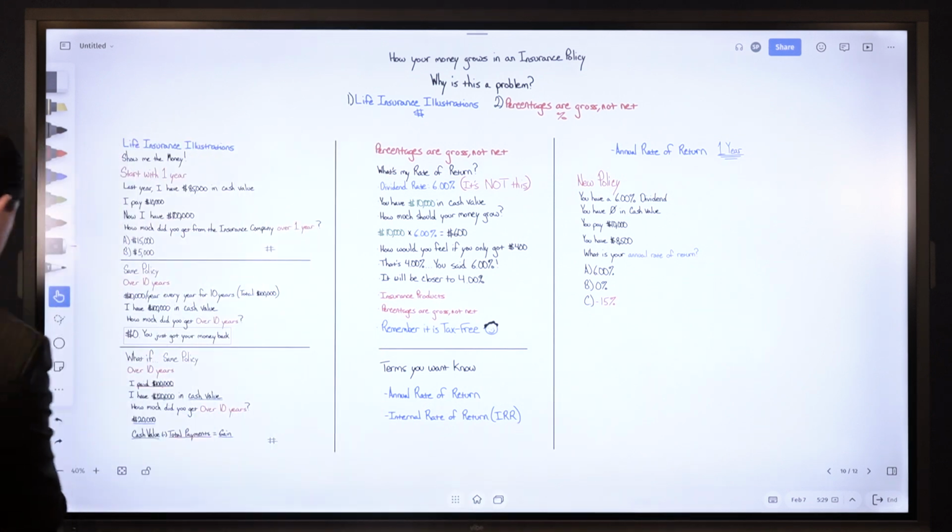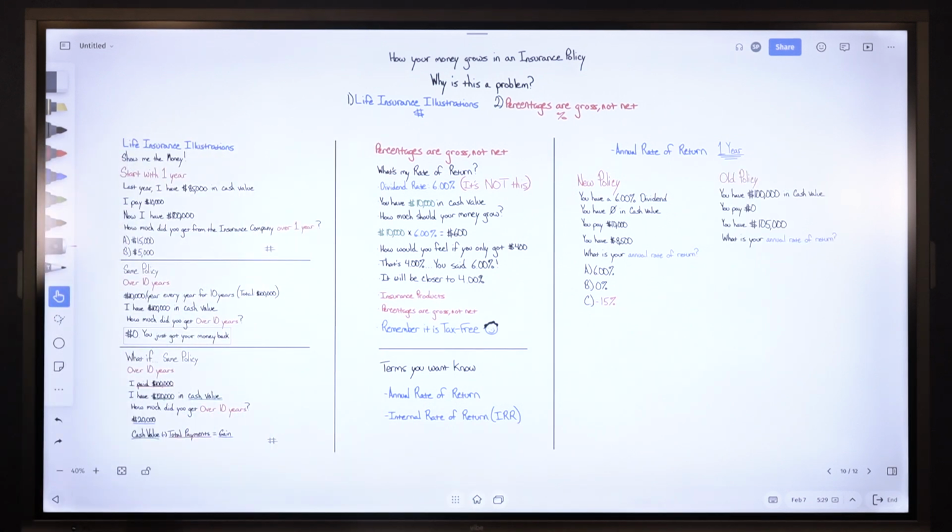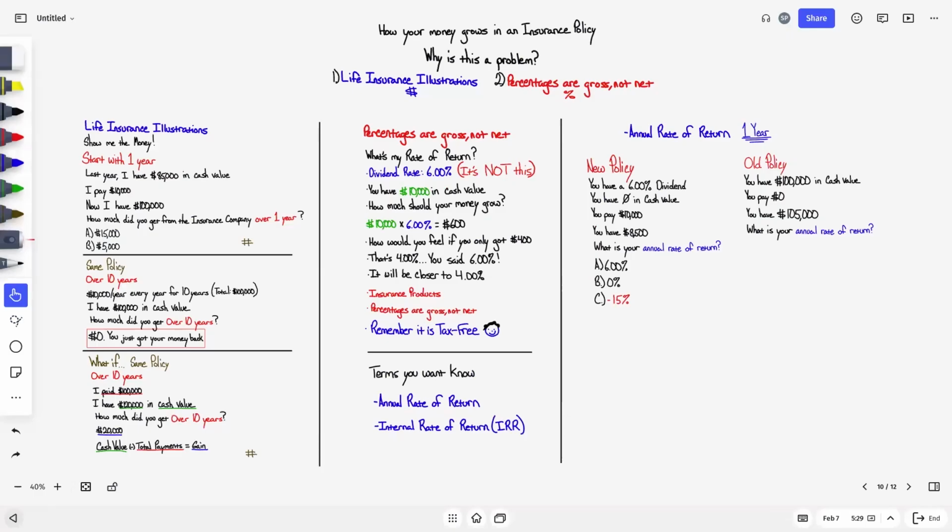So to follow up on what we just looked at, let's say you have an old policy. You have $100,000 in cash value. You pay 0. Now you have $105,000 in cash value. What is your annual rate of return? What did you earn that specific year?